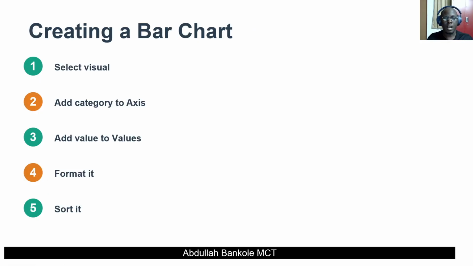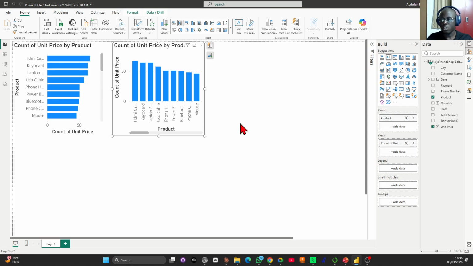So let's move. Now let's talk about creating the bar chart. I've already shown us how to create the bar chart. It's as simple as it is. So just take note of where your values are going to be, what your x-axis is, and what your y-axis is. Your x-axis is your horizontal axis. Your y-axis is your vertical axis.